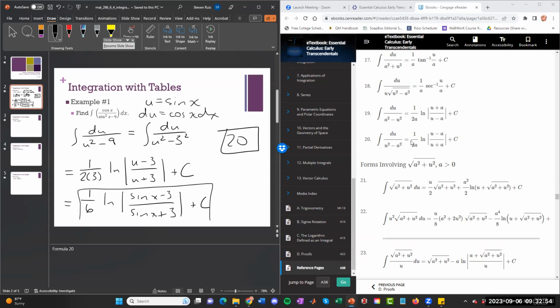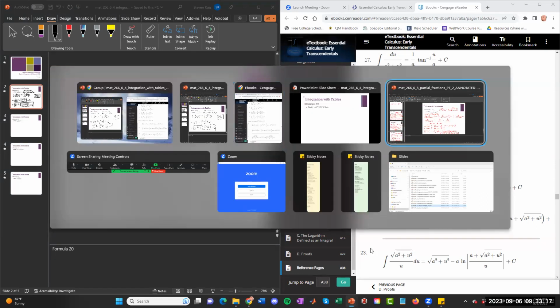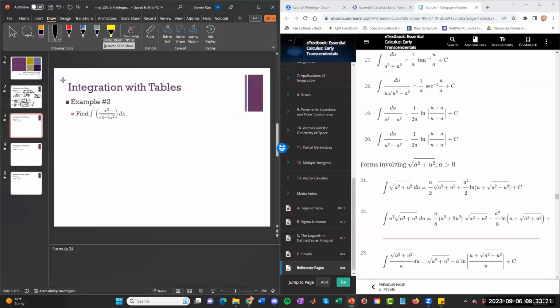Since you're asking about a test, I'll put it to you this way. If I give you an integral and you don't think the table's on there, you might want to look for something else. I will give you the tools you need to get these things done. How we doing? All right, moving on.